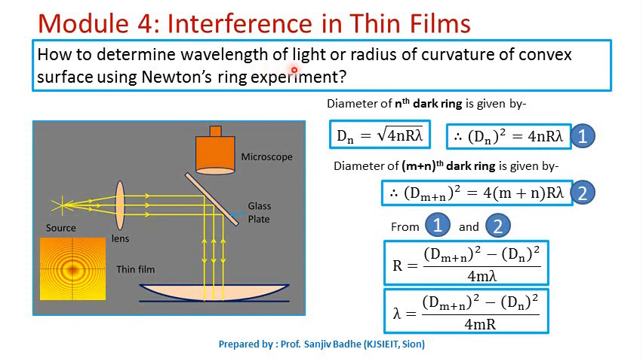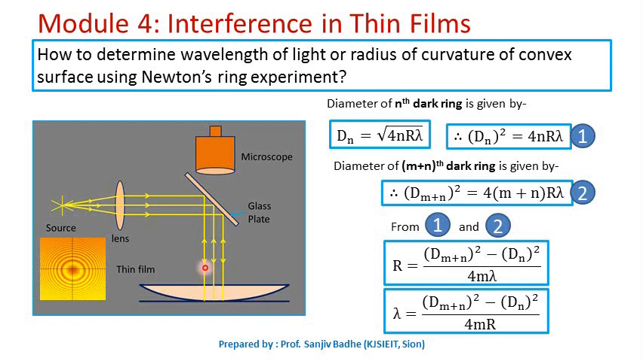How to determine the wavelength of light or the radius of curvature of a convex surface using Newton's ring experiment? The experimental setup of Newton's ring experiment is shown here. A source of monochromatic light is kept at the focal point of the lens. So the light rays travel parallel to each other after getting refracted through the lens. These parallel rays of light are made to fall normally on a thin film enclosed between the spherical surface and the plane surface.